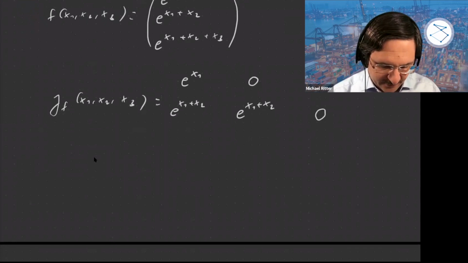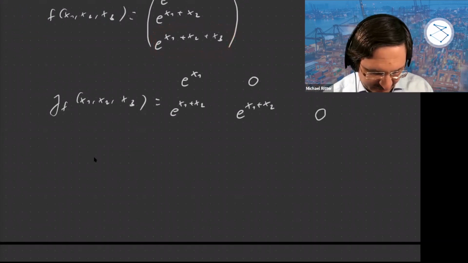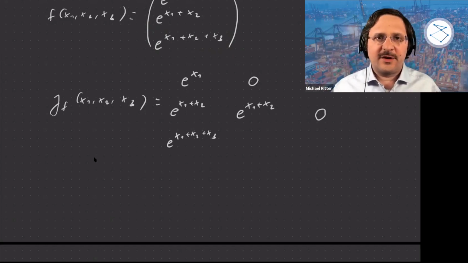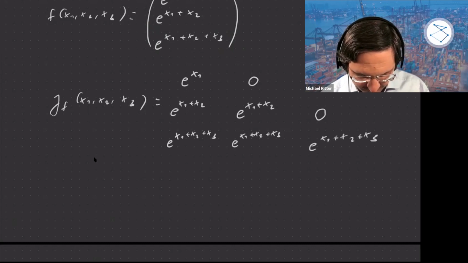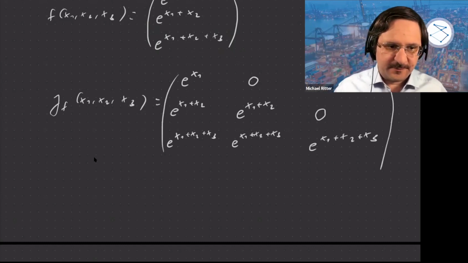And for the third row, so now we have all 3 variables in there, and the result is always the same, regardless of which variable we use. It's always e to the x1 plus x2 plus x3. So that is the Jacobian here.